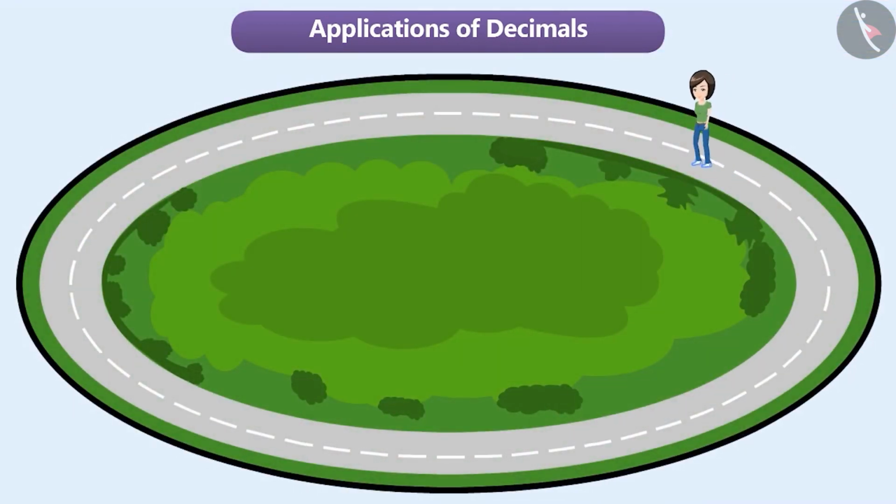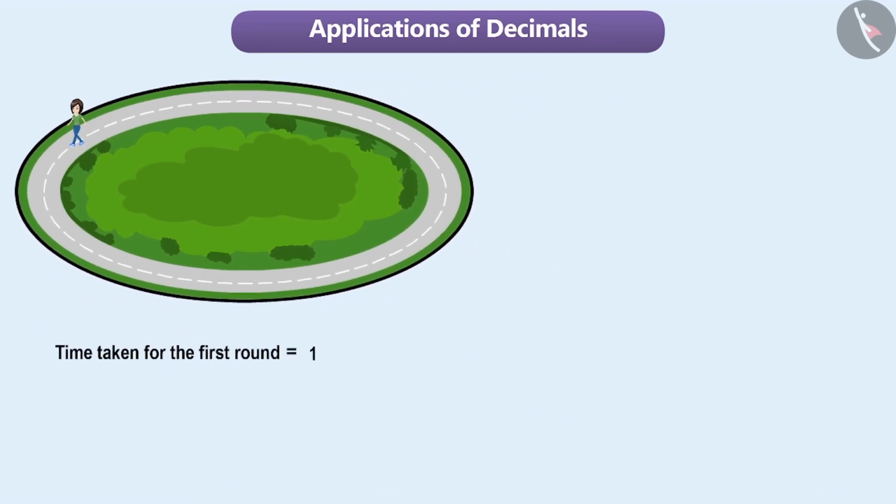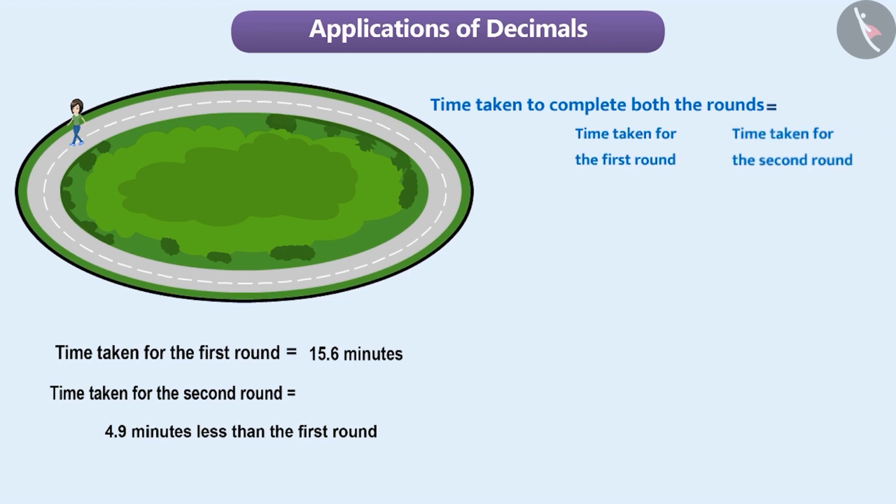Let's look at another example. Manju goes for a walk around a circular path every morning. One day, she made 2 rounds of the circular path. She completed the first round by walking and the second round by running. The first round, if she takes 15.6 minutes, and the second round takes her 4.9 minutes lesser than the first round, then find out the total time she took to complete both rounds. We need to find out the total time taken by Manju to complete both rounds. To do this, we have to add the time taken for completing both rounds.